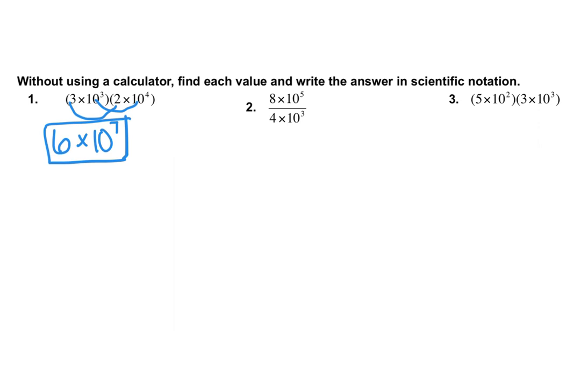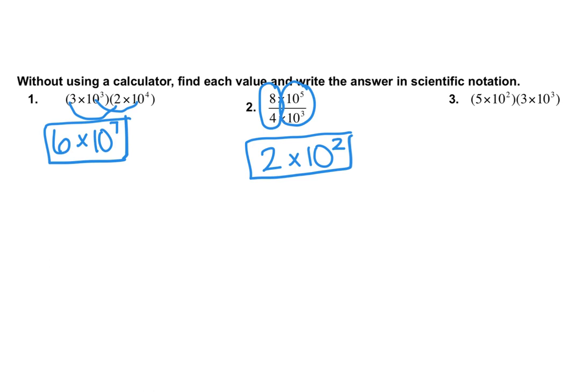Now for our next one, we're just going to be dividing, just like we always do here. 8 divided by 4 is 2. And now I'm going to have times 10 to the something power. And remember, when you divide exponents of the same base, you subtract the exponents. So 5 minus 3 is 2, and so I have 2 times 10 to the second power.